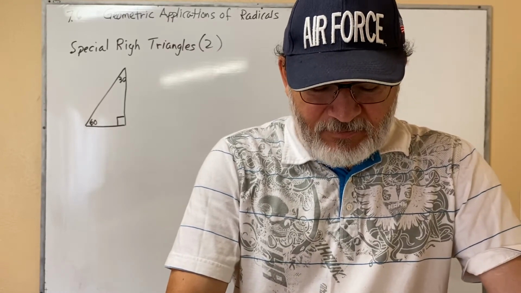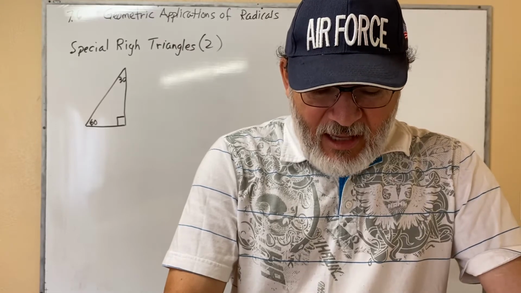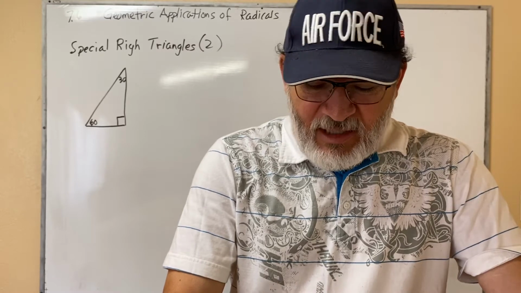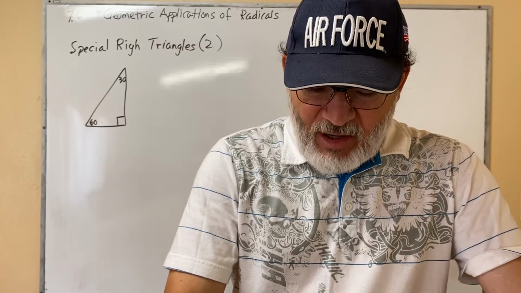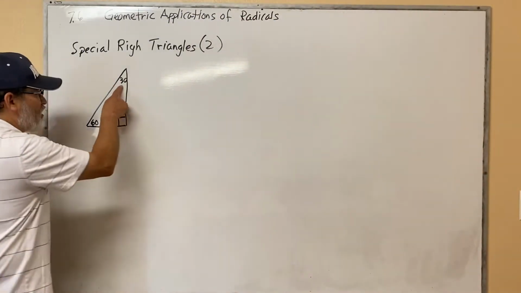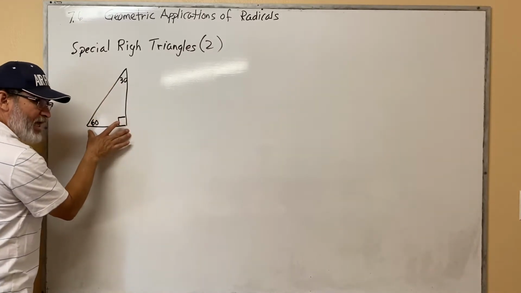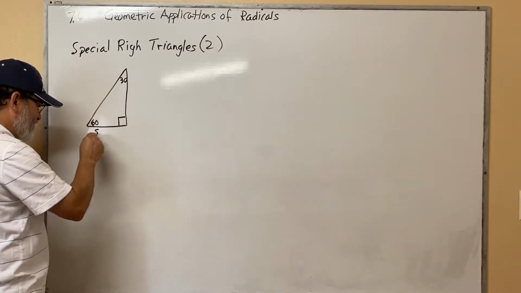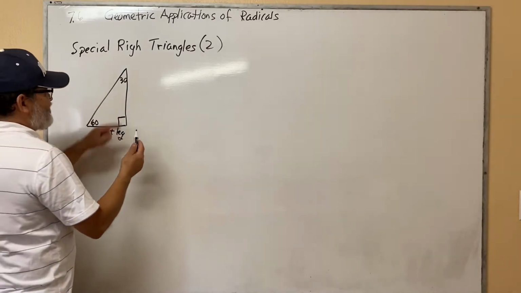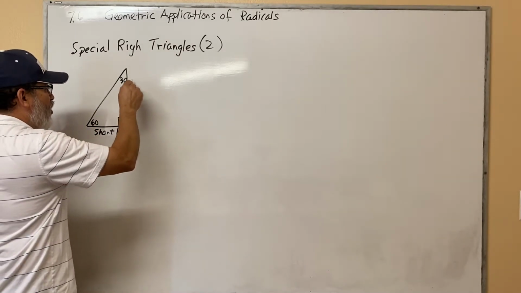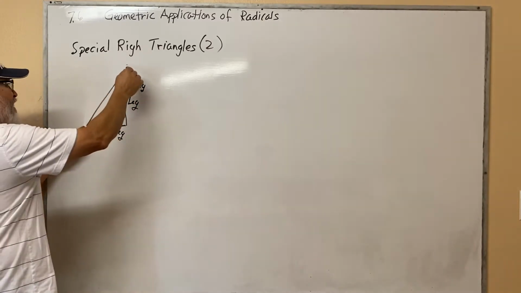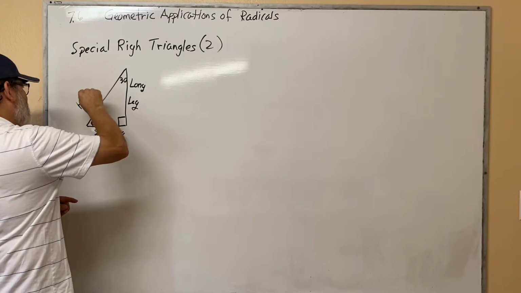But I'll just read it to you guys. It says, the length of the hypotenuse of a 30, 60, 90 triangle is twice as long as the length of the short leg. You see this 30? The side opposite, this is the short leg. This must be the long leg. This must be the hypotenuse.